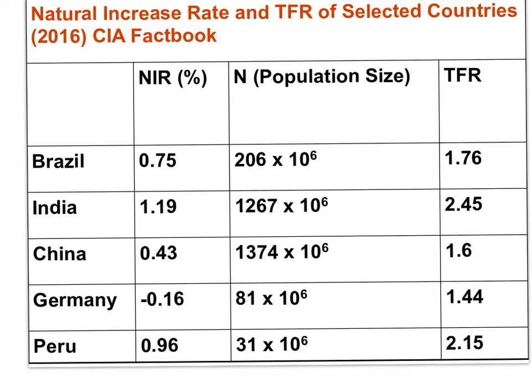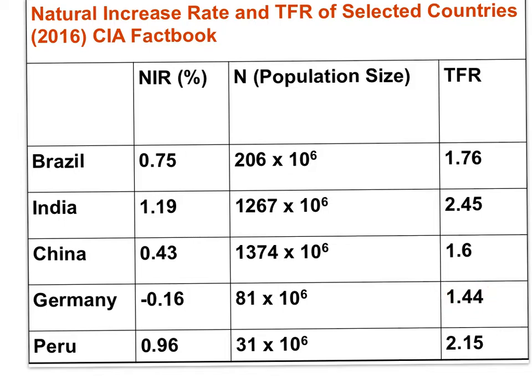In this table, you can see the correlation between natural increase rate and total fertility rate. India and Peru both have relatively high natural increase and total fertility rates both, while Germany has a negative natural increase rate that is strongly associated with a total fertility rate much less than 2.